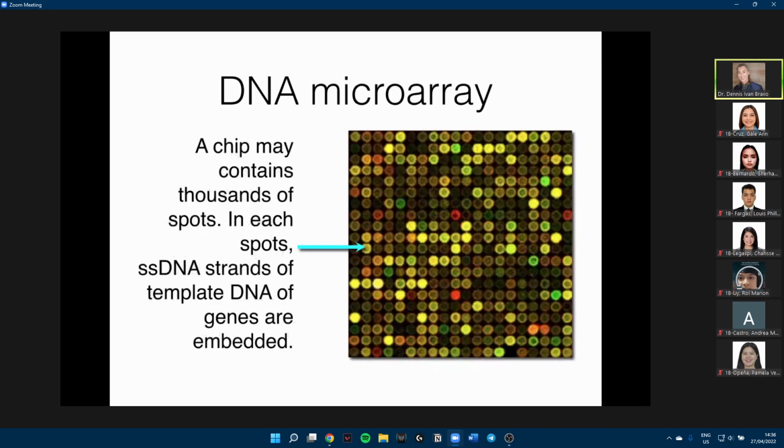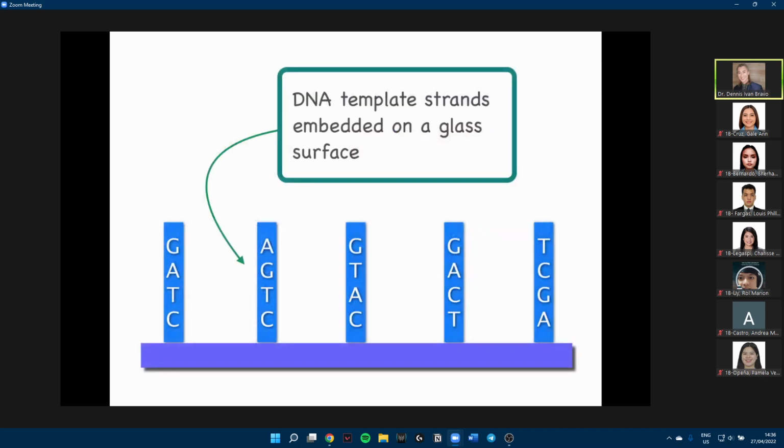This microchip contains thousands of spots, and embedded on that spot are single-stranded DNA templates representing a particular gene. When they light up, that means that gene is active, and when they don't light up, that means the gene is inactive or has a mutation. What's the principle behind it? So let's say this is a simplified version. Embedded on each spot would be the DNA template representing a particular gene.